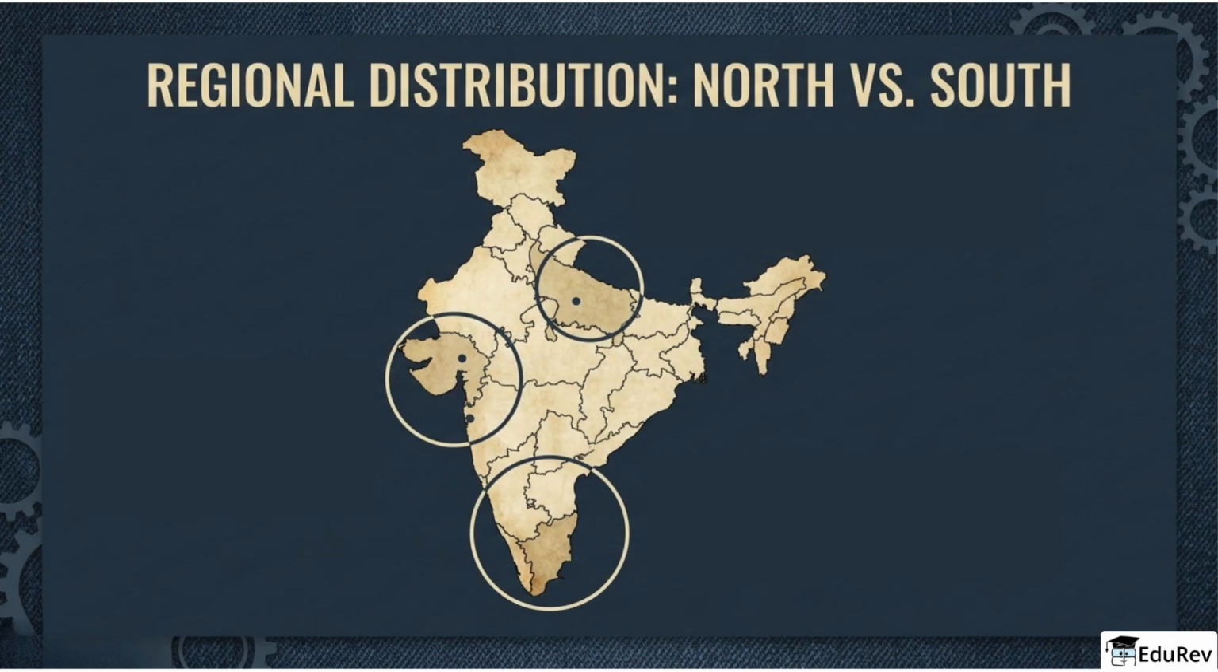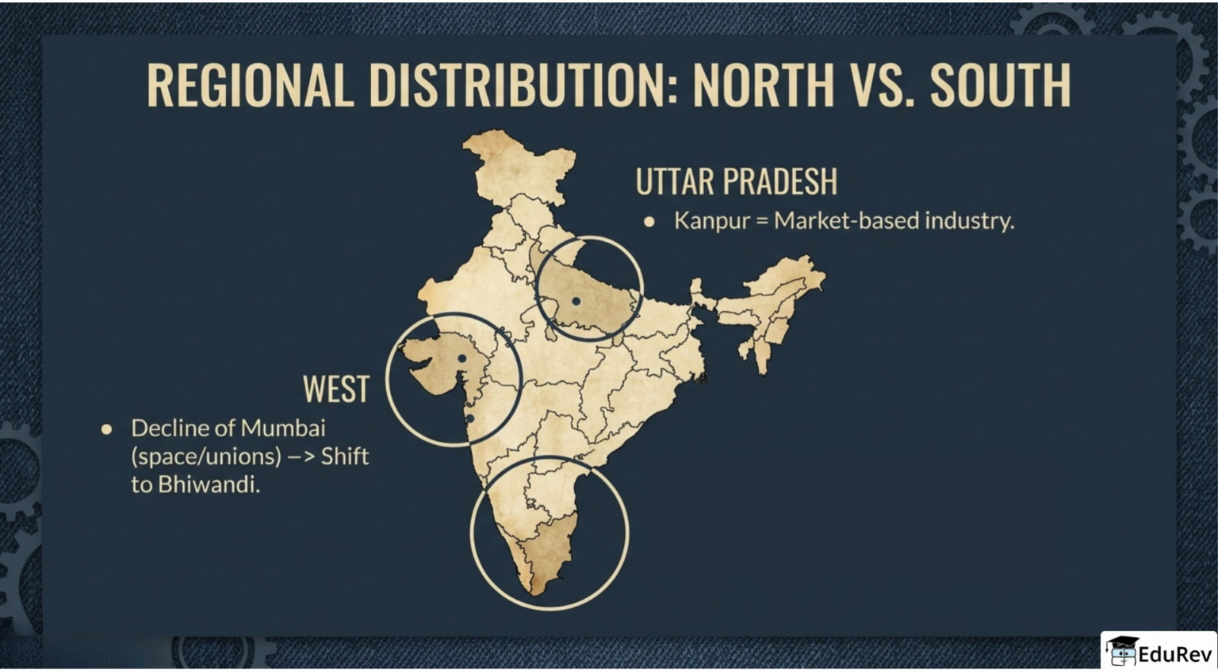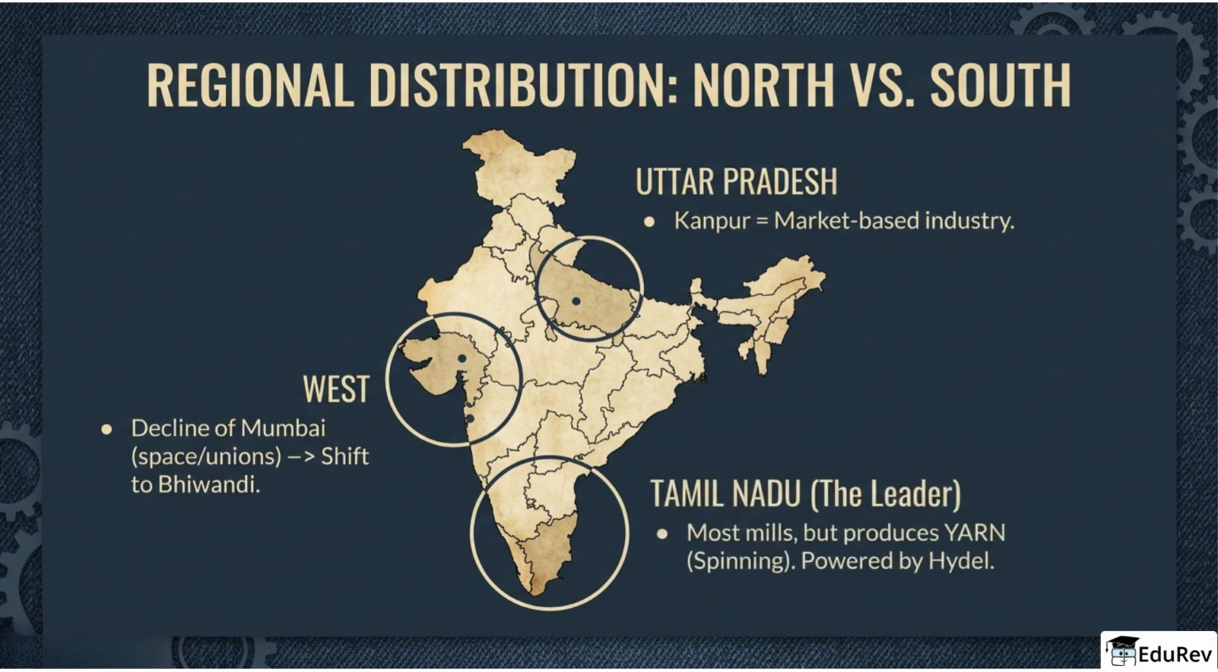Now let's see how that logic plays out regionally. In Uttar Pradesh, the key example is Kanpur, and it is described here as a market-based industry. That means the locational pull comes more from market demand than from cotton fields. In the West, the older dominance of Mumbai declines because of problems like space constraints and labor unions, and activity shifts toward Bhiwandi. Then in the South, Tamil Nadu emerges as the leader.